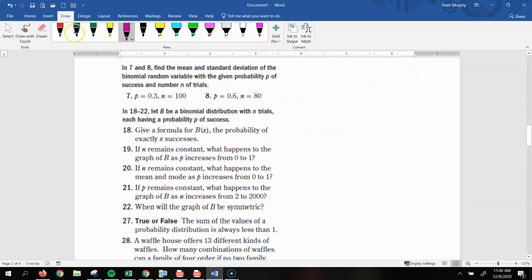Okay, so 7 and 8, there weren't a whole lot of questions on these. I think only about one student each on both of these. If you didn't know how to do this, this was probably because you didn't watch the video for lesson 10.7. Lesson 10.7 was all about these binomial probabilities.